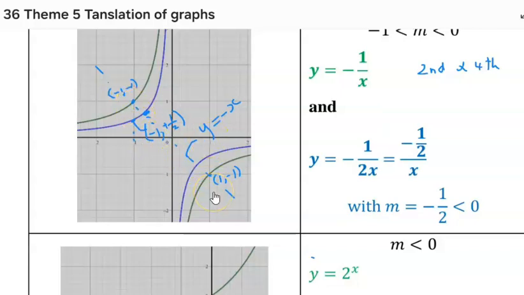If I again look at what happens here, then I see this is x equal to 1, but y is equal to negative a half. Because if I put 1 into this equation here, I will get the answer of negative a half. So that means that this hyperbola, the blue one, is compressed vertically. So it runs slower than the green graph here.